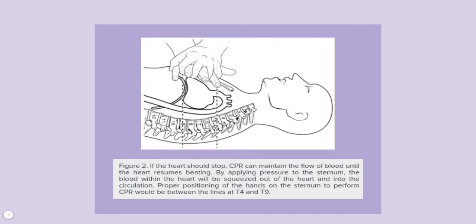If the heart of a patient should stop, by applying pressure with the flat portion of one hand on the sternum in the area between the lines in the image shown, it is possible to manually compress the blood within the heart enough to push some blood within it into the pulmonary and systemic circuits. This is particularly critical for the brain, as irreversible damage and death of the neurons occur within minutes of loss of blood flow.